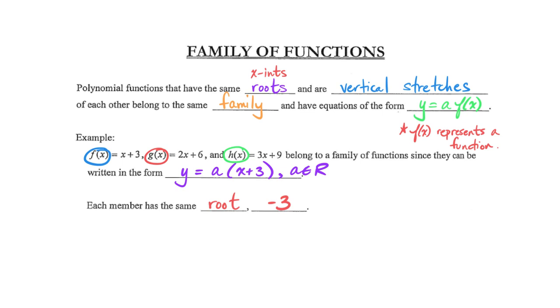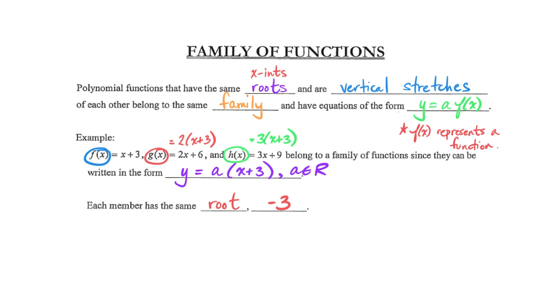That is, I could rewrite my red and green functions to look different. If you notice, if I common factor out a 2 in my g of x, then I get 2 times x plus 3. And you'll notice there's the same x plus 3 as what I saw in my blue function, f of x. Well, let's take a look at the green, the h of x. If I common factored out a 3, then I have the same thing again. Maybe my purple makes more sense now.